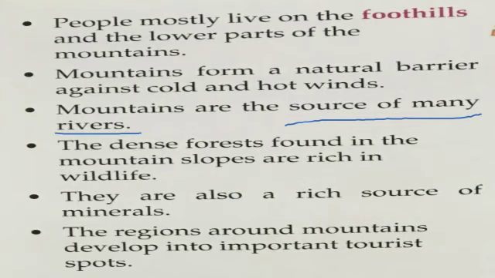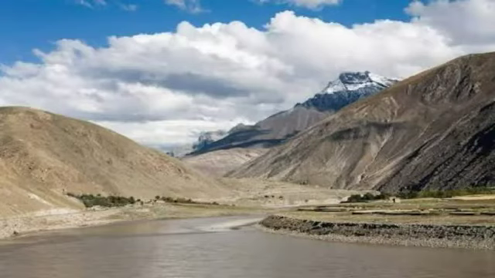Mountains form a natural barrier against cold and hot winds. They protect us from cold and hot winds. Mountains are the source of many rivers. Many rivers originate from the mountains.